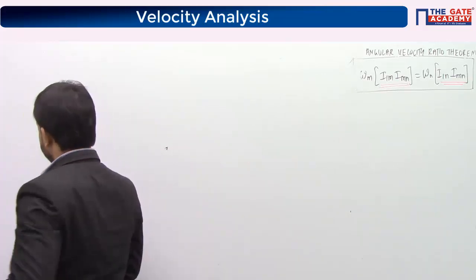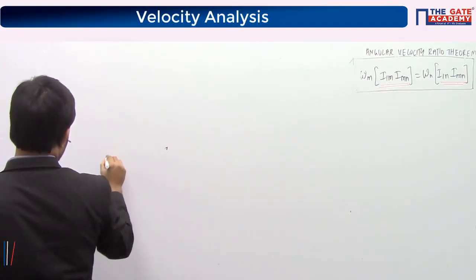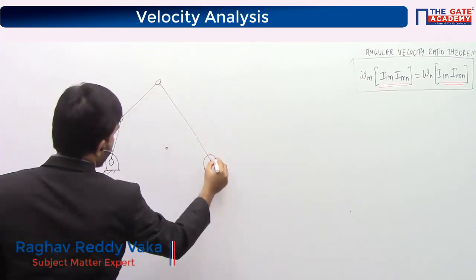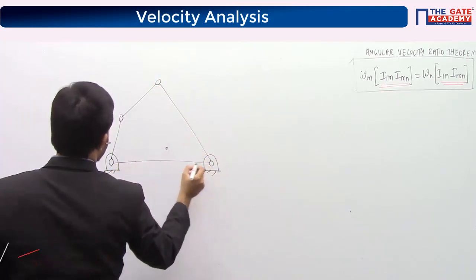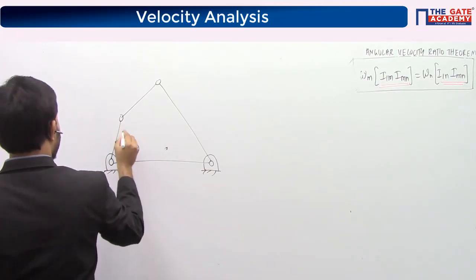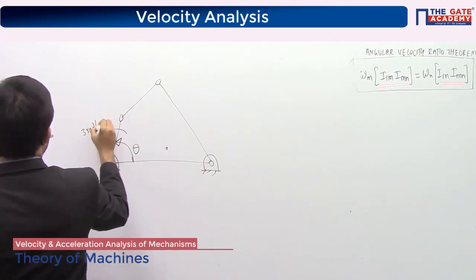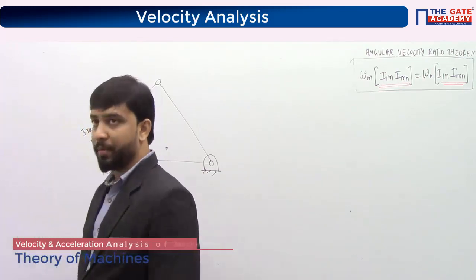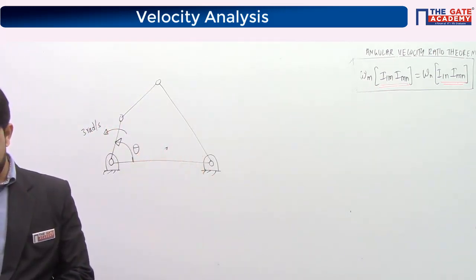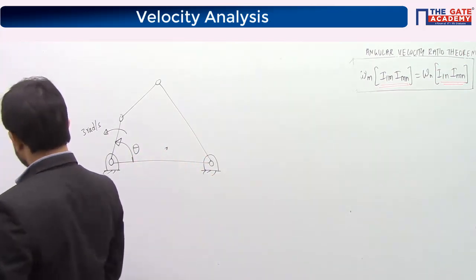The mechanism is like this. This angle is theta, and this link is the input link. It's rotating with a uniform angular velocity of 3 radian per second. Okay. So now I think you got the direction of rotation. Dimensions of the mechanism are given like this.